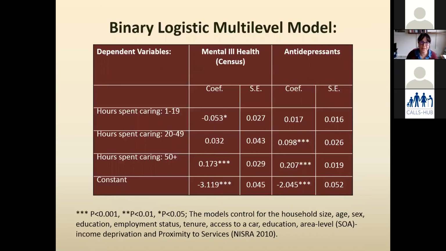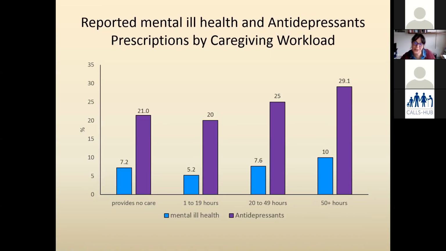So we've done some binary logistic models. What I also wanted to say is that if we look across hours spent caregiving, then those who spend 1 to 19 hours are slightly, albeit not statistically significantly, less likely to be prescribed antidepressants, whereas those who care for 20 hours plus or even 50 hours plus are considerably more likely than non-caregivers to be prescribed antidepressants, but also to mention having a mental health condition on the questionnaire.